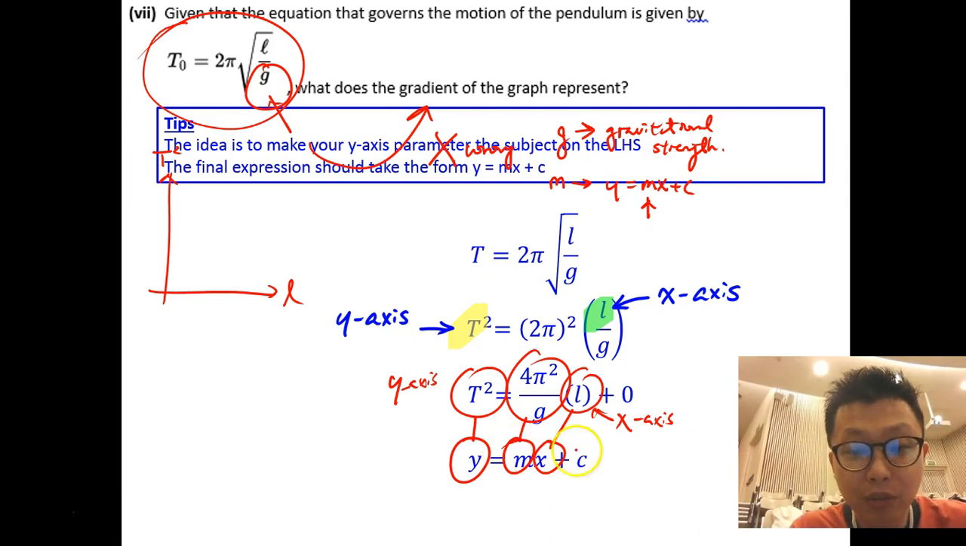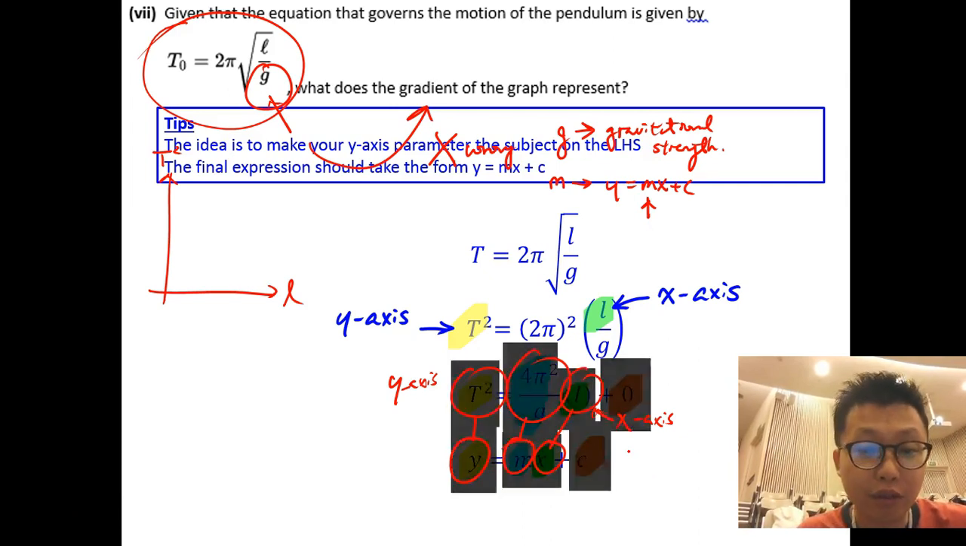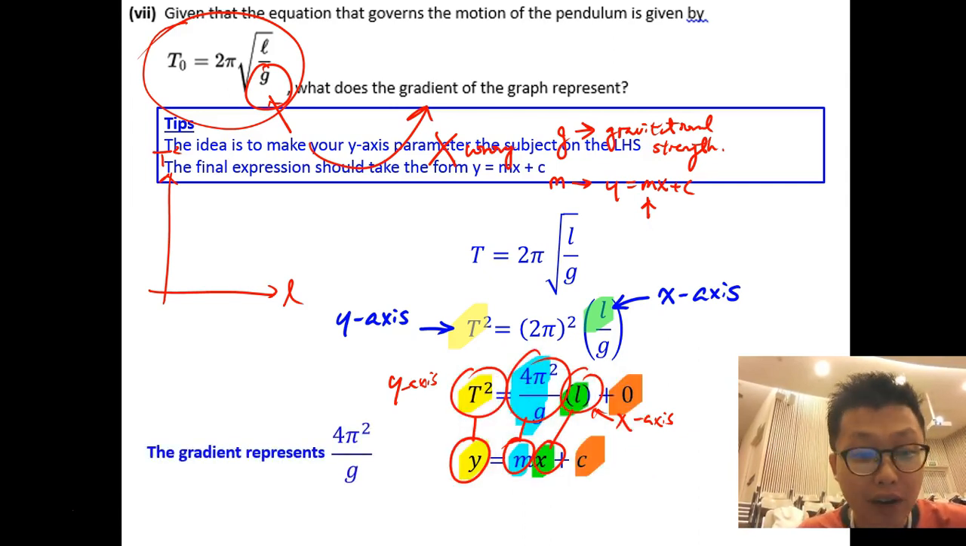Okay, so down here what you are going to conclude is that the gradient of your graph is actually representing this chunk here, 4 pi squared over g. Where g is the gravitational strength, which is 10. Okay, our Earth gravitational strength is 10. Okay, for secondary school it's 10. When you go to JC you learn that it is actually 9.81.